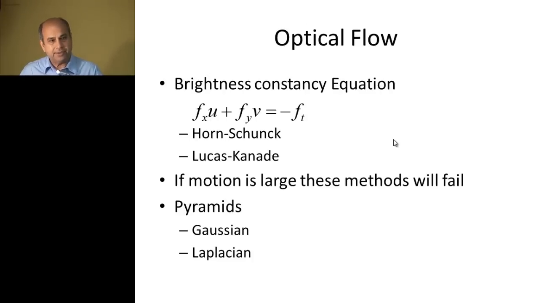What a pyramid does is it gets multiple copies of the same image, and if the motion at the original resolution is 10 pixels, at the next level of the pyramid the motion will be 5 pixels, half of it, and then 2.5 and so on. So that helps us. We talked about the Laplacian pyramid and Gaussian pyramid and so on, and their applications.